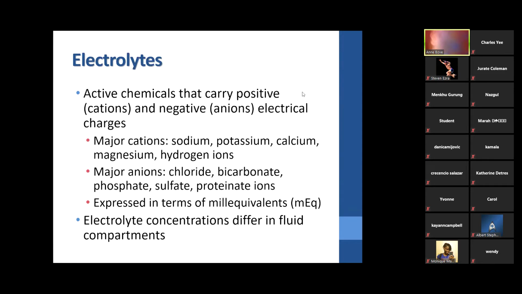Now, in terms of electrolytes, you're looking at charges: positively charged is cation, negatively charged is anion. So I always remember cations because the T looks like a plus, positive, and then anions. So your major cations are your sodium, potassium, calcium, magnesium, as well as hydrogen. And your major anions are chloride, bicarb, phosphate, sulfate, and protein ions.